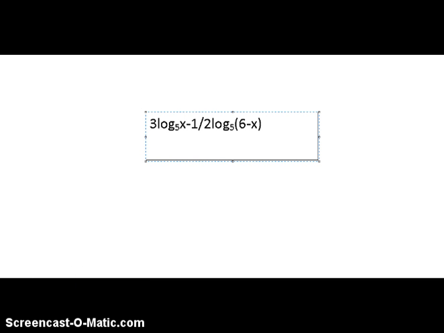Now that we have expanded logs, it's time to condense them. It is the opposite process of expanding logs. Let's do some practice problems. First, using the power property, you know that the leading coefficients become the exponents.